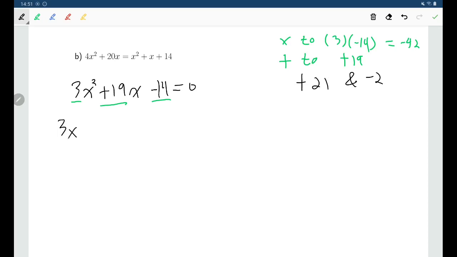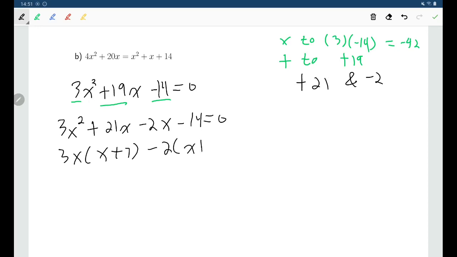So now I will take that 19x and rewrite it as 21x minus 2x. And then from this point on, I'll factor by grouping. From the first two terms, I can factor out 3x, leaving x plus 7 behind. And from the next two terms, I want to have x plus 7 left behind, and that can happen if I factor out negative 2. So now I've got x plus 7 in both terms. It can be factored out. 3x left behind from the first term, and minus 2 left behind from the second term.